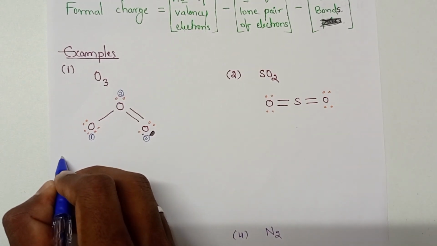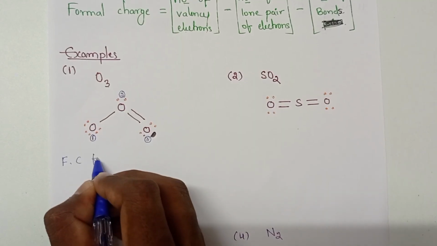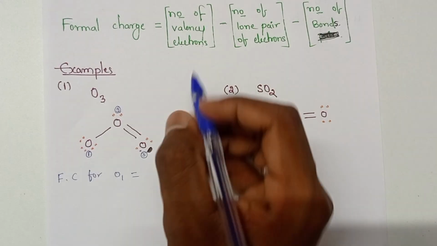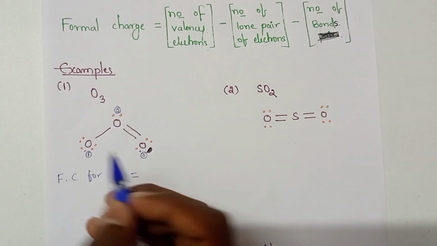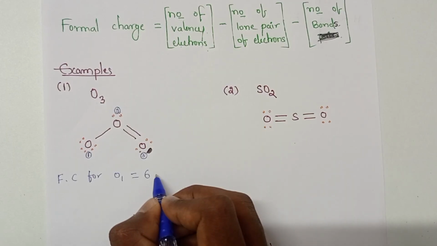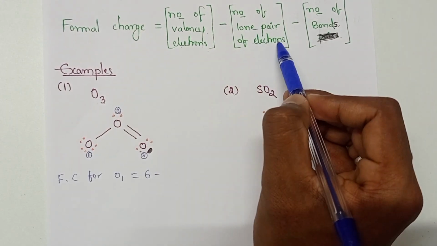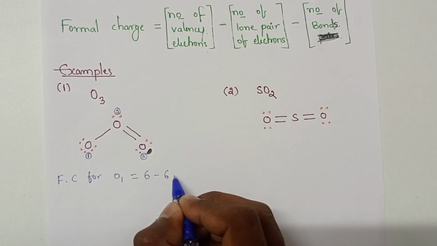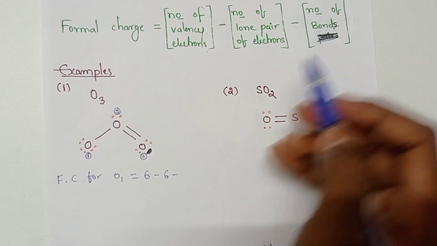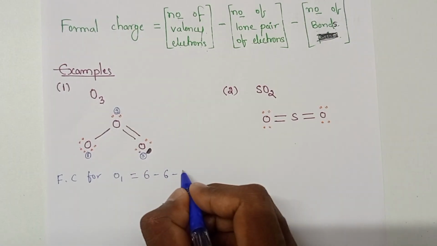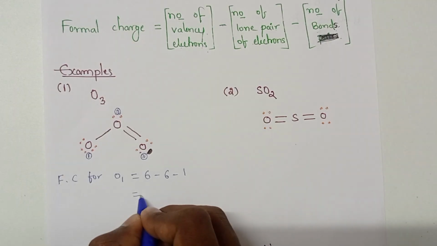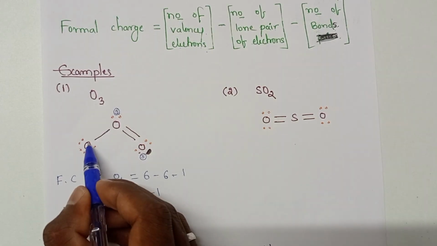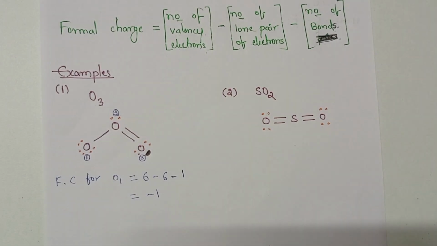First I will calculate the formal charge for oxygen 1, this oxygen. First we calculate the number of valence electrons. Oxygen valence electrons are 6, minus number of lone pair electrons. Observe here we have 6 lone pair electrons, so I will write 6 again, minus number of bonds. The number of bonds is only 1. Therefore 6 minus 6 minus 1 is equal to minus 1. Therefore the formal charge of oxygen 1 is minus 1.